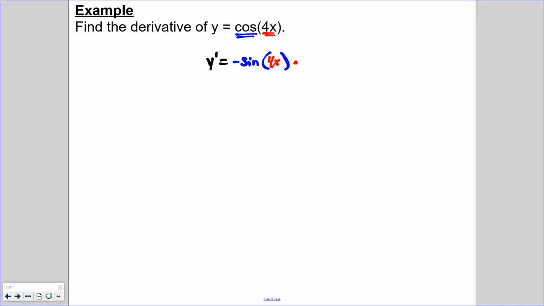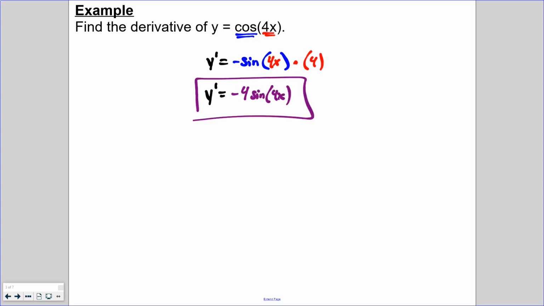Well, since the inside function is 4x, the derivative of 4x is going to be 4. And then all that's left to do is to simplify. So negative sine of 4x times 4 is going to simplify to be negative 4 sine of 4x. And there we have our derivative.